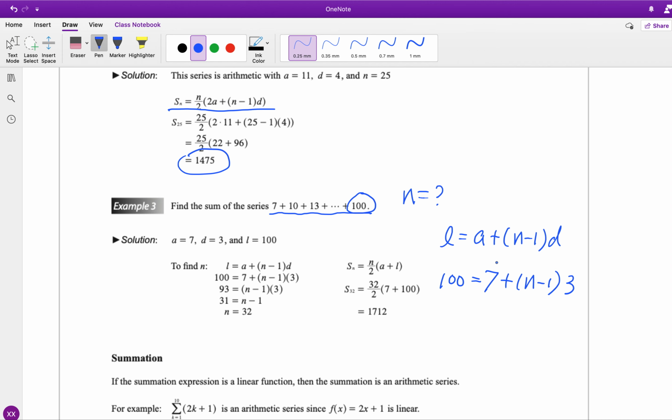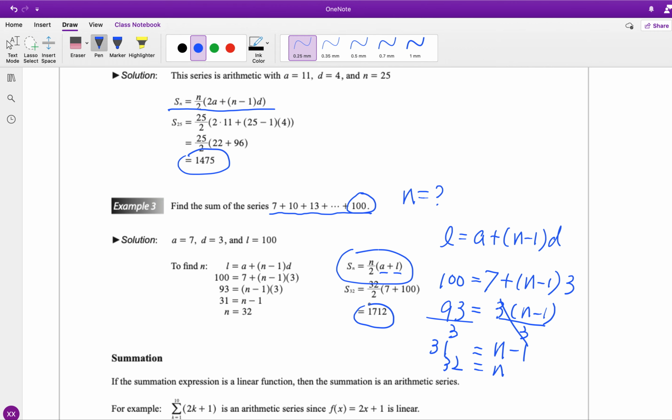Okay, first of all, move that over there. That becomes 93 equals 3 multiplied by (n minus 1). Divided by 3 on both sides, that is gone, and then that is 31. n minus 1 equals 31, then n equals 32. Okay, so n is 32, then we can use this formula. That will be very easy. The first term, the last term, we all know, and we know 32, and then your sum is this one.